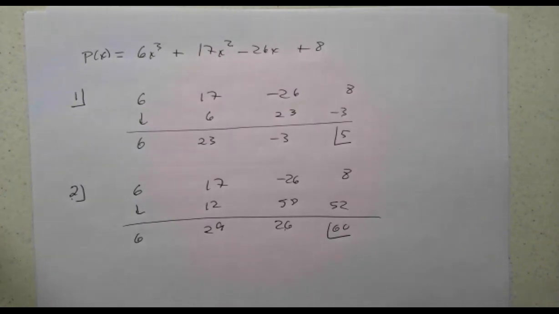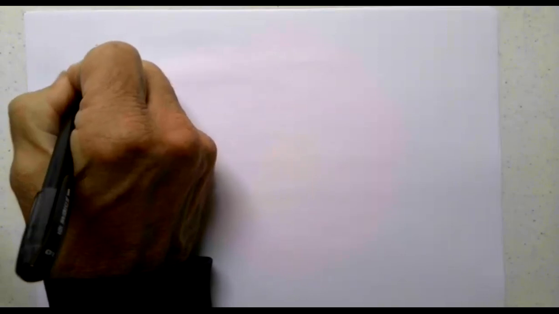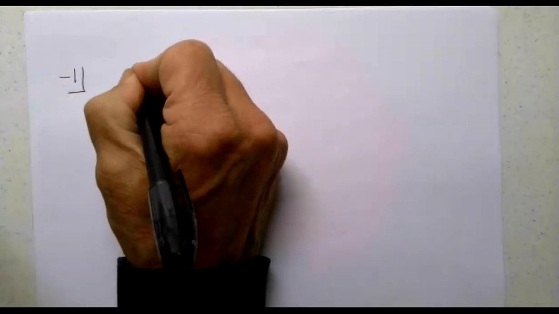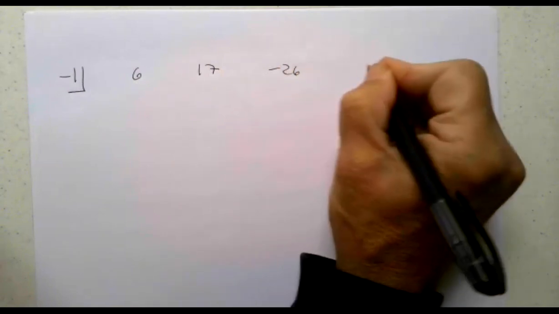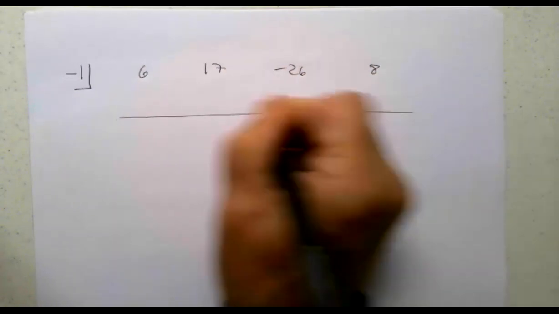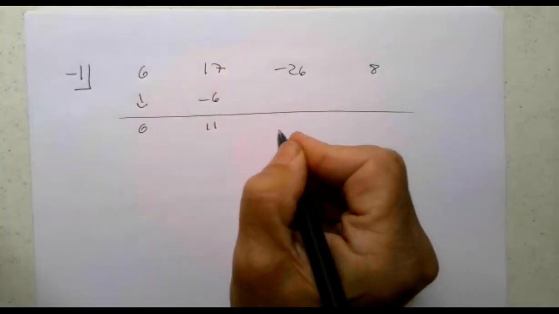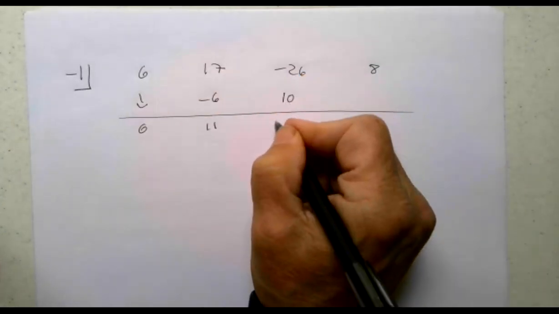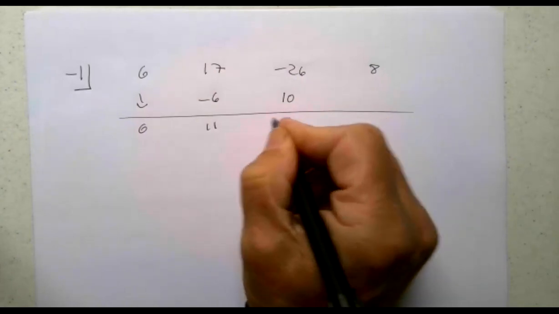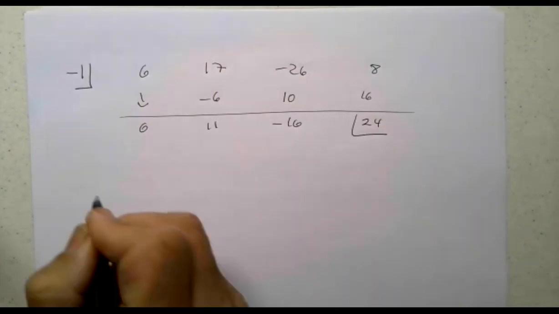So try some negatives maybe. Let's try negative 1 and negative 2. I'm not going to try 4 and 8, and I want to avoid fractions as long as I can. So let's try negative 1. 6, 17, negative 26, and 8. Bring the 6 down. Negative 1 times 6 is negative 6. 17 minus 6 is 11. 11 times negative 1 is negative 11. Negative 26 and negative 11 is negative 37. Negative 37 times negative 1 is 37. 37 and 8 is 45. That's a no. Let's try negative 2.